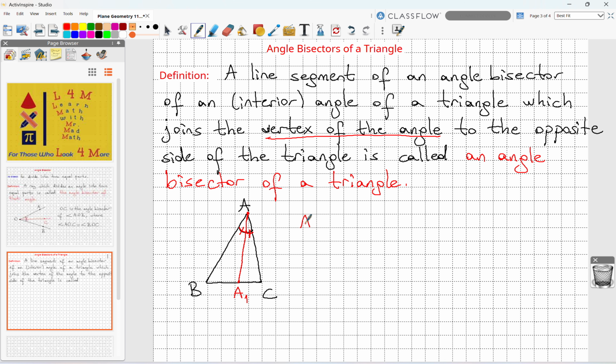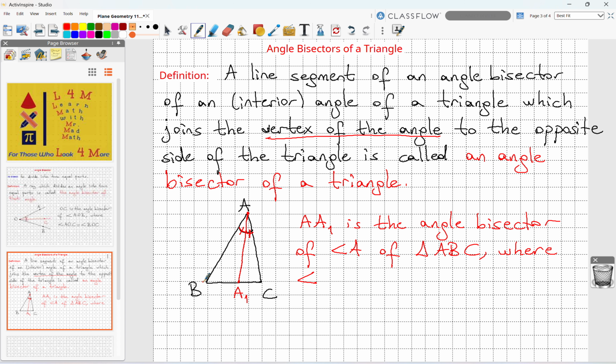Okay, so AA1 is the angle bisector of the angle A of the triangle ABC, where the angle BAA1 is equal to the angle CAA1.